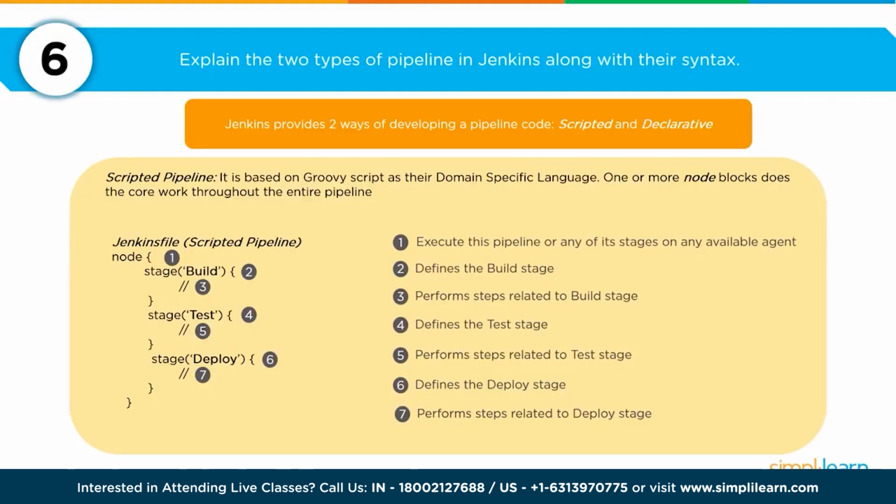Working with Jenkins, you're going to be asked to explain the two types of pipeline used in Jenkins along with the syntax. A scripted pipeline is based on Groovy script as its domain-specific language for Jenkins, and there are one or more node blocks that are used throughout the entire pipeline. On the left-hand side, you can see what the actual script would look like, and the right-hand side shows what the actual declaration for each section of that script would be.